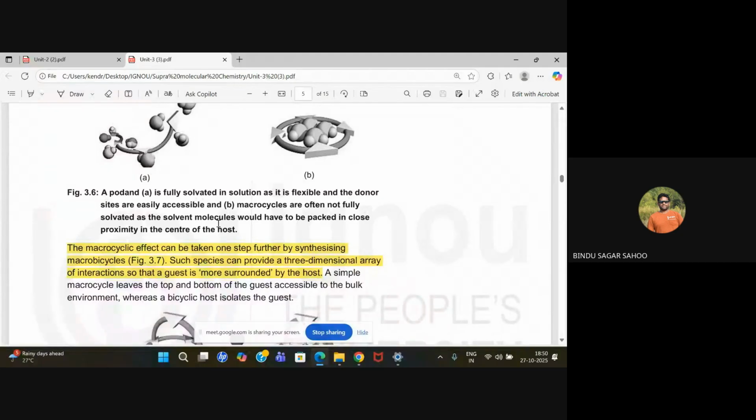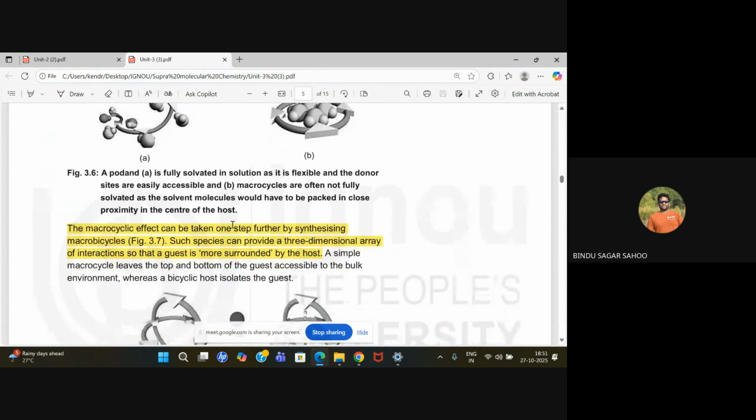So the next complex we are going to discuss is macrobicyclics, or cryptanoids. Cryptanoids form a three-dimensional interaction with a guest, so the guest is more surrounded by the host. In a cryptanoid, the guest molecule will be surrounded by a larger number of donor atoms, but in macrocyclics, the number of donor atoms is less compared to cryptanoids.